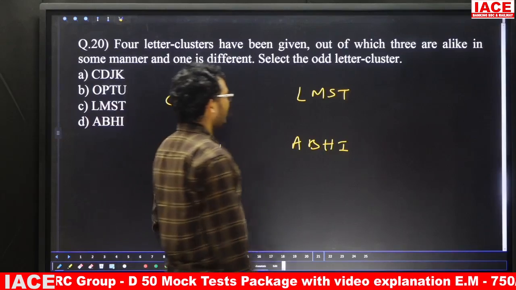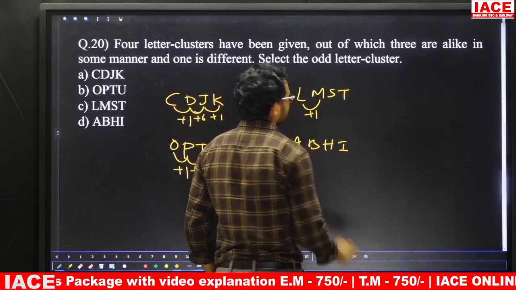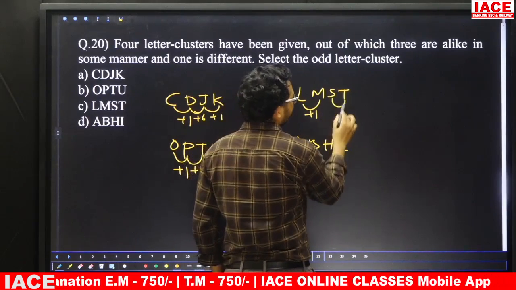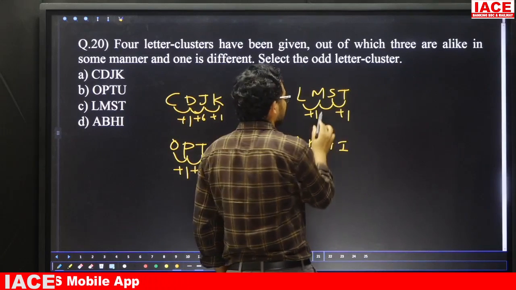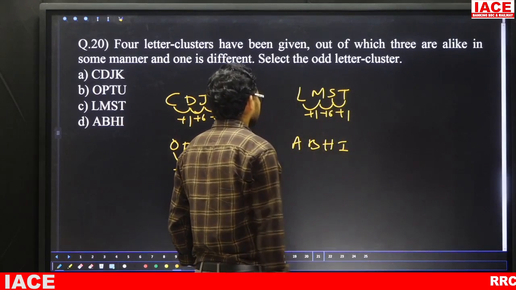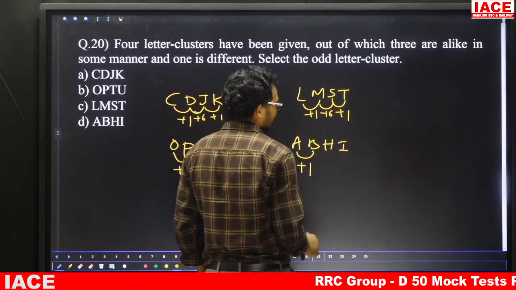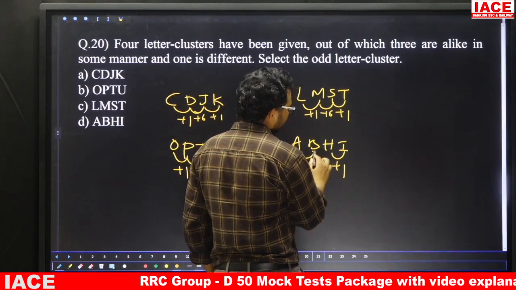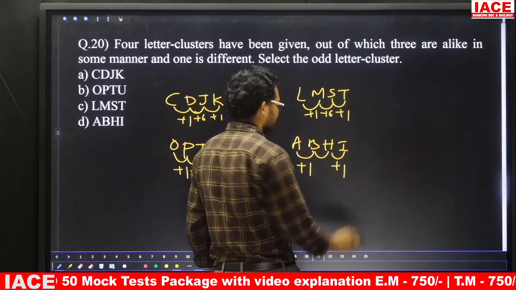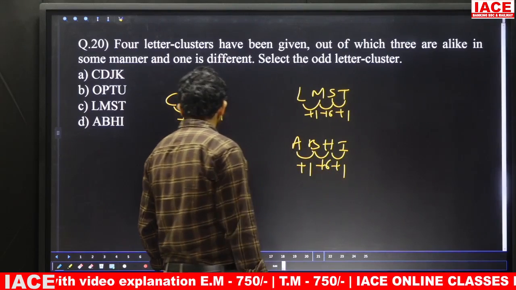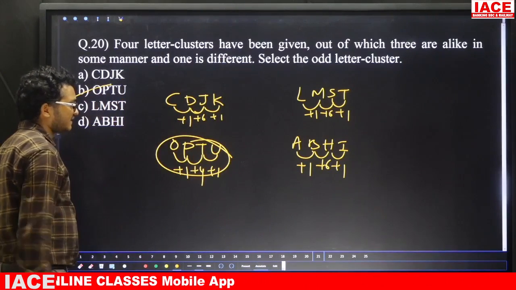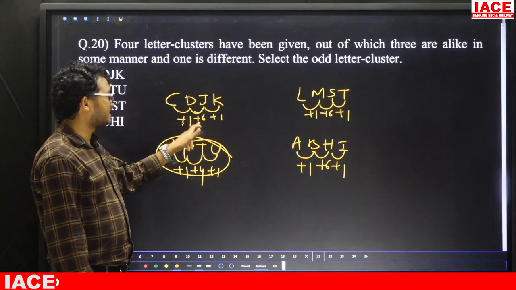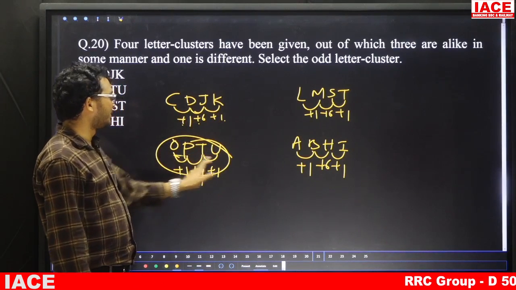Next, go for the next one. L and M is +1. S and T is +1. M and S: M is 13, S is 19, so this is +6. Next, A and B +1. H and I is +1. B and H: B is 2, H is 8, so this is +6. So the different one is OPTU, option B is the answer. The logic is +1, +6, +1 except OPTU.